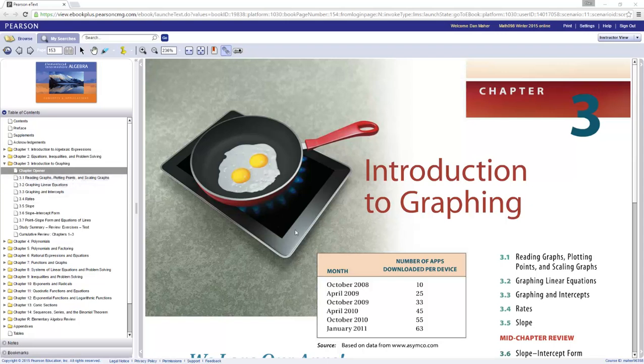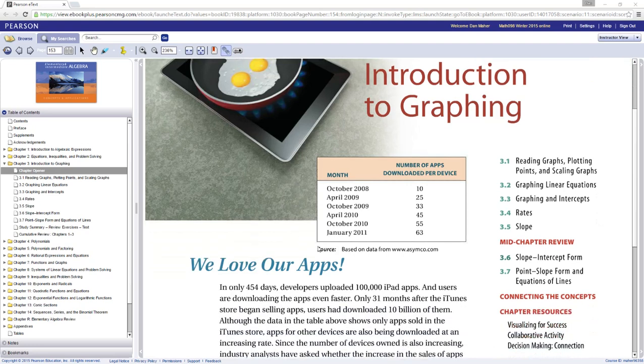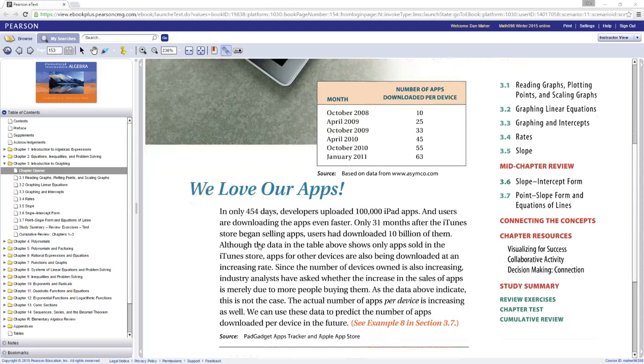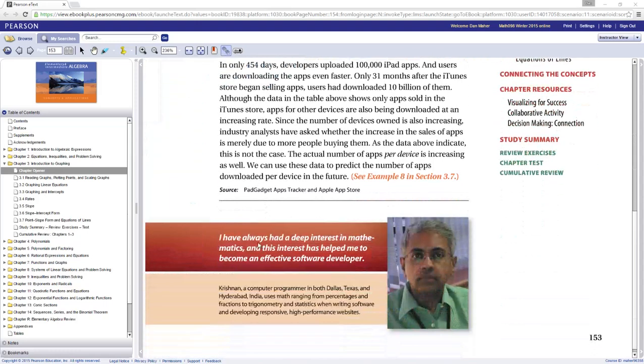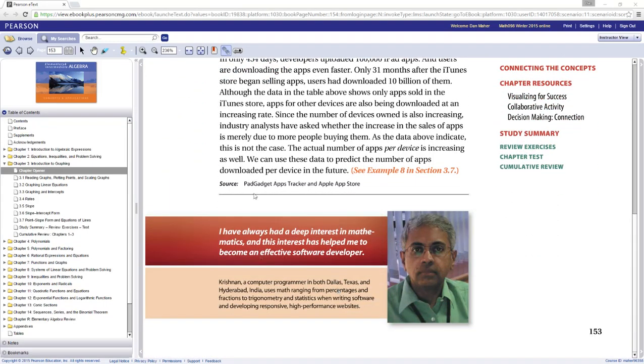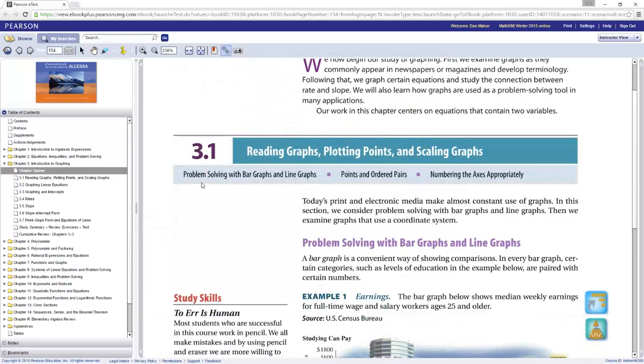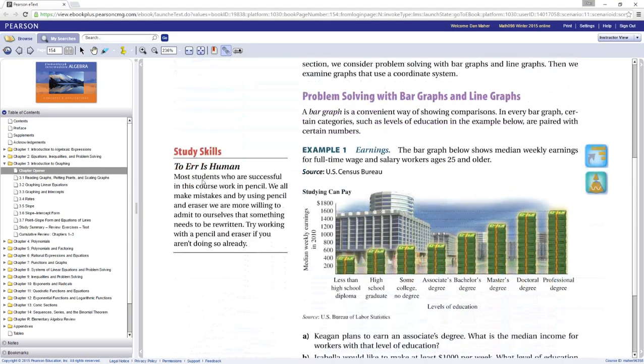They start out in chapter 3. They're talking about reading graphs and plotting, and basically they're just trying to illustrate that graphs are important tools to draw pictures of things, and we use graphs a lot. So they're going through bar graphs, and when they get creative on how they make the bars, like in this case, stacked money to represent some things.